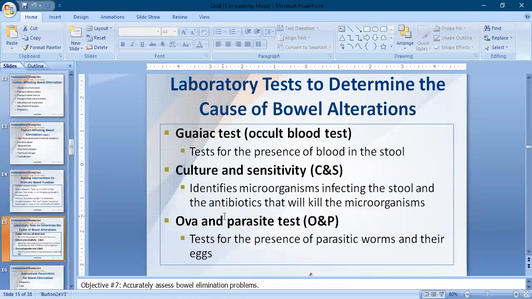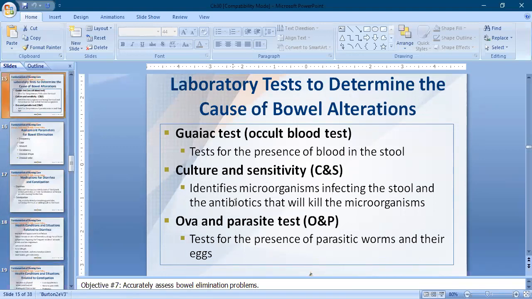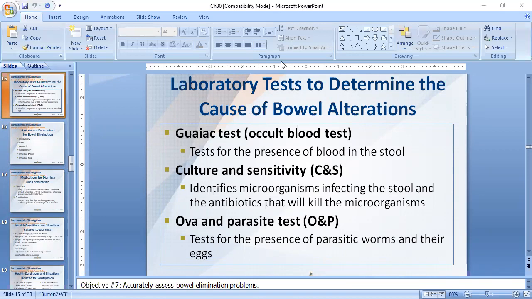Another occult blood test we sometimes do is to find out whether the patient is passing any hidden blood or not. The test for presence of blood in the stool is called the occult blood test. Culture and sensitivity we do to identify what microorganisms are present in the stool. Then we can choose the appropriate antibiotic. We also test for ova or parasites, that is, the presence of parasites, worms, or their eggs.